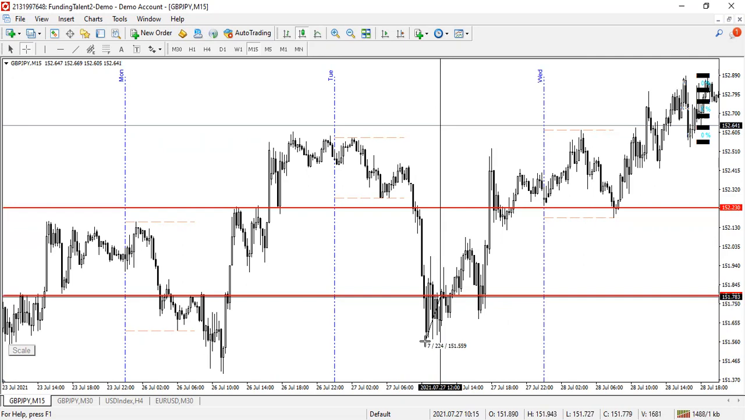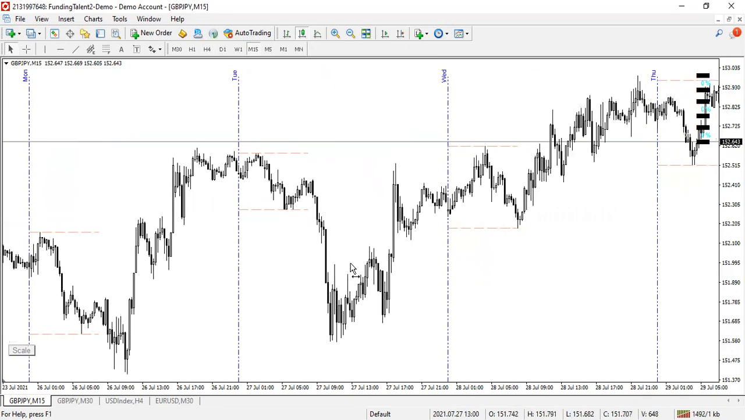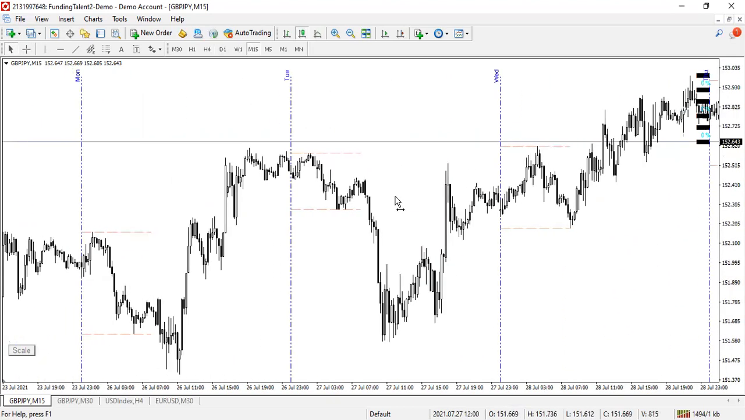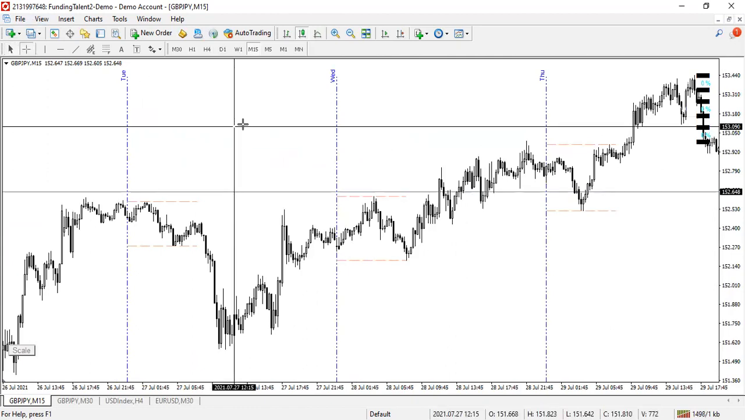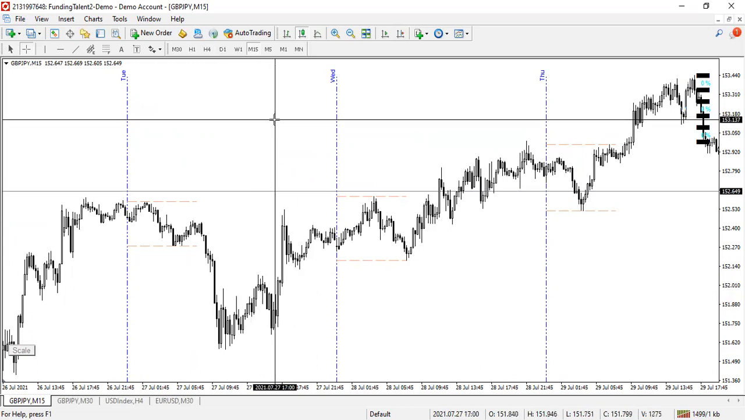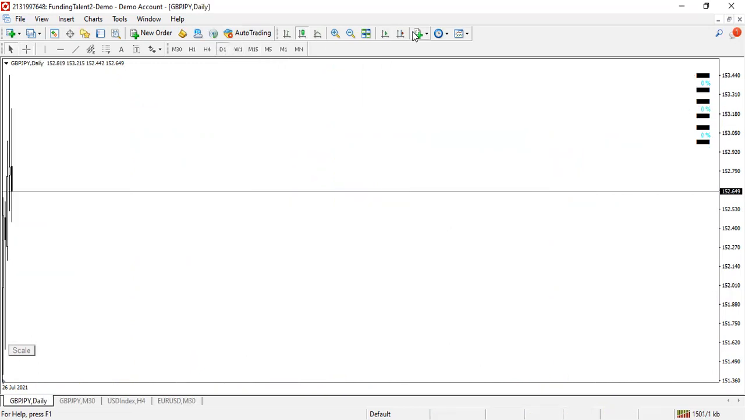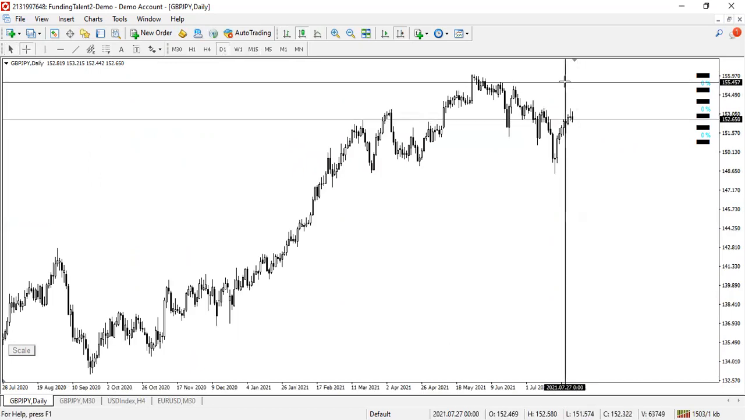That is the 27th. Let me go to the 28th now. Okay, this is the 28th. Now the 27th. So we had two good trades in this one. We had two good trades on Monday and Tuesday, just like in GBP USD. So this is the 27th. The 28th is here. Let me see what happened on the 27th, leading to the 28th.